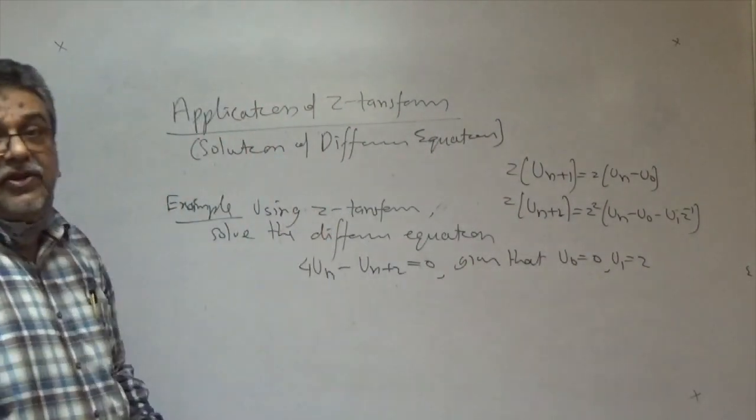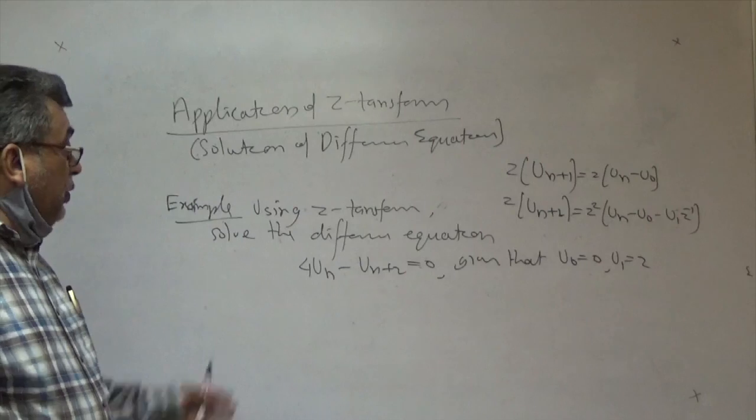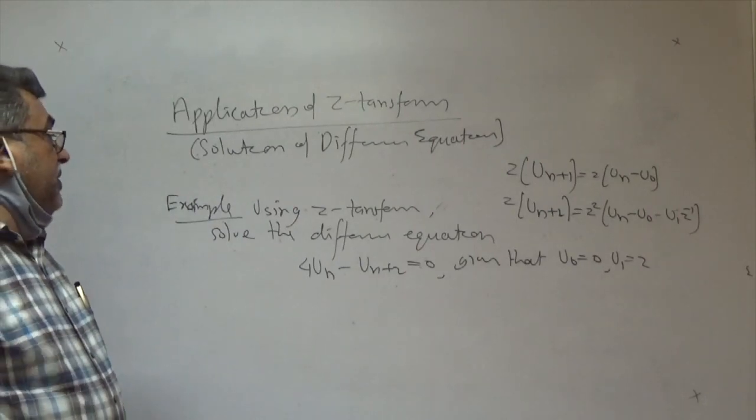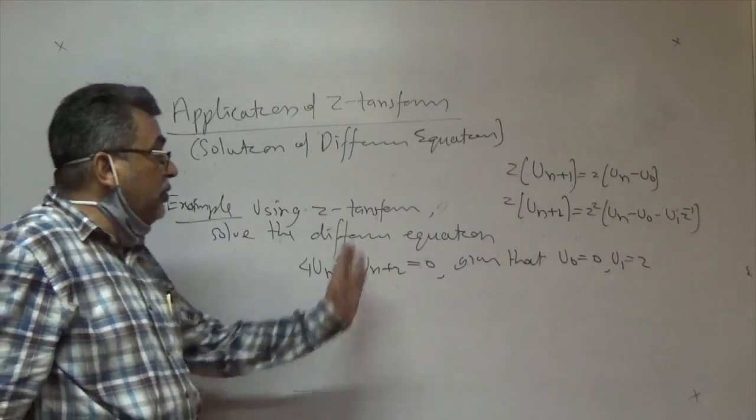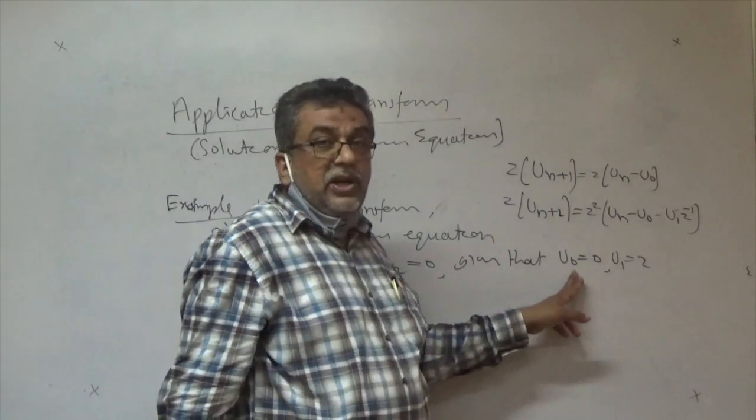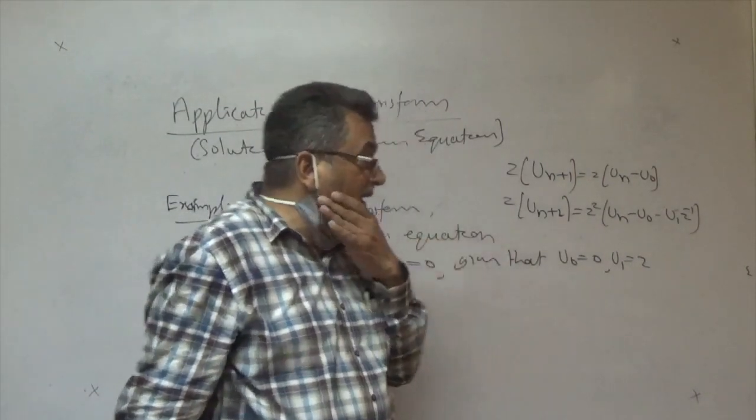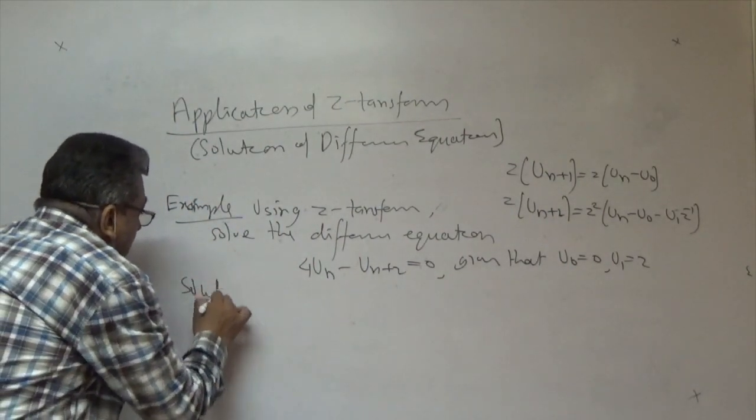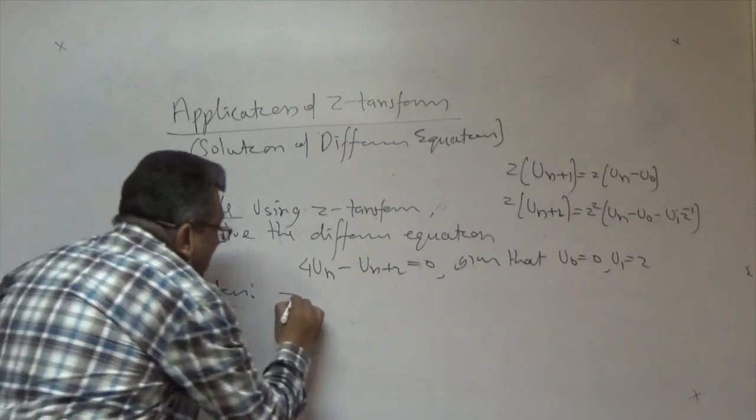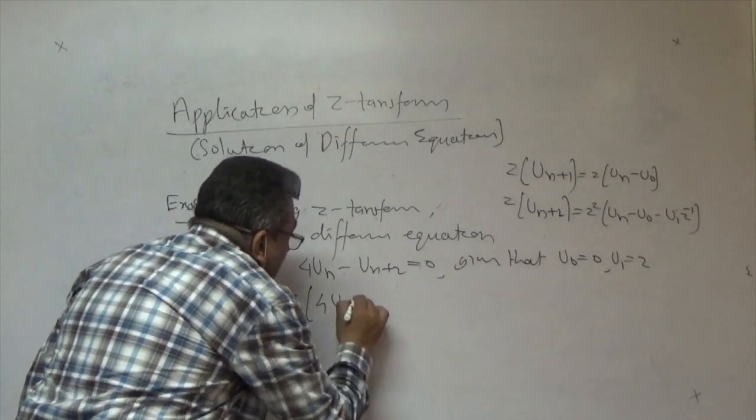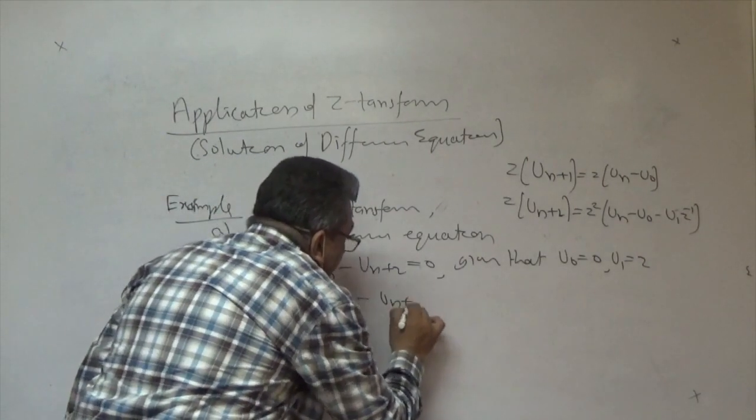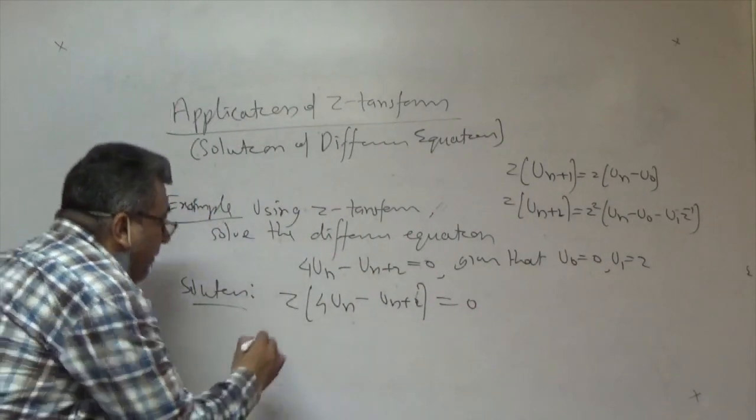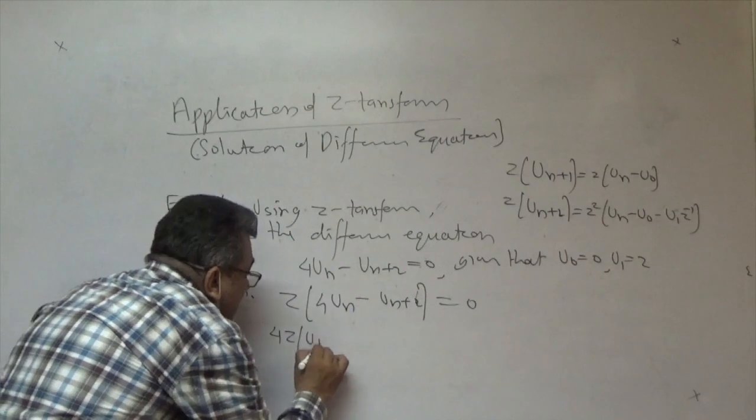Right? This is the difference equation which you have to solve by using Z transform: u_{n+2} + 4u_n = 0, with initial conditions u_0 = 0 and u_1 = 2. How can we solve this? First, we take the Z transform of the entire equation. The right hand side is 0, so it is 0. By the linear property, it can be separated.